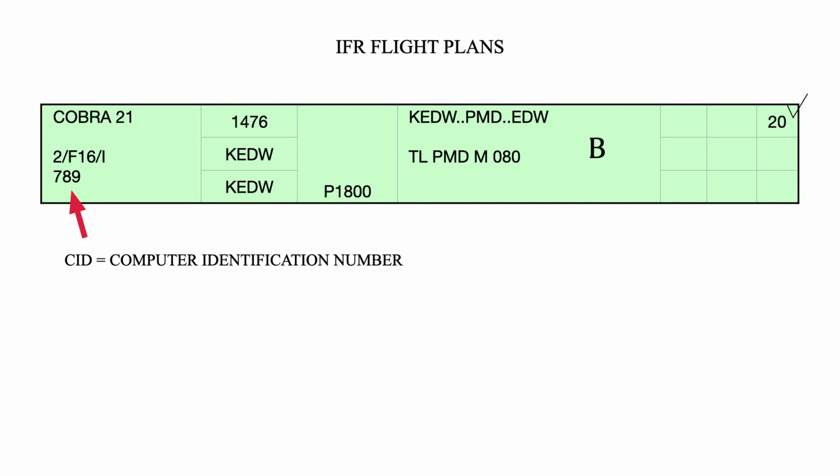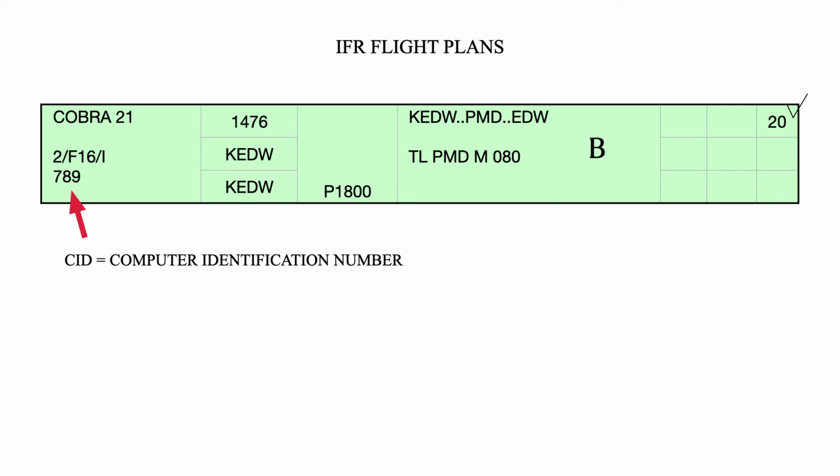Moving on to Section 9, at the top you're going to see KEDW. That's the departure airport. Next to that is going to be the next destination, which is Palmdale, and then back to Edwards. Sometimes they're a lot more complicated than this, but this is just an example. Below and to the right, you'll see a B. That tells the controller that the flight plan has been broadcasted to the pilot, and that's important to put that strip marking on there so we understand that he got his clearance.